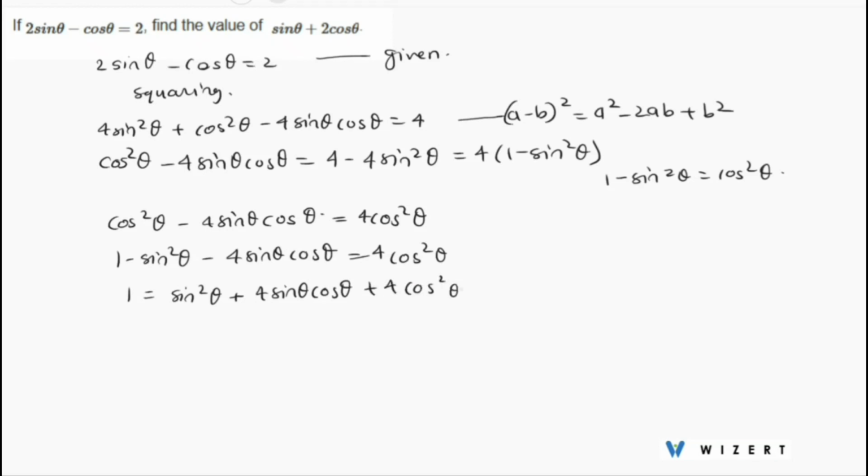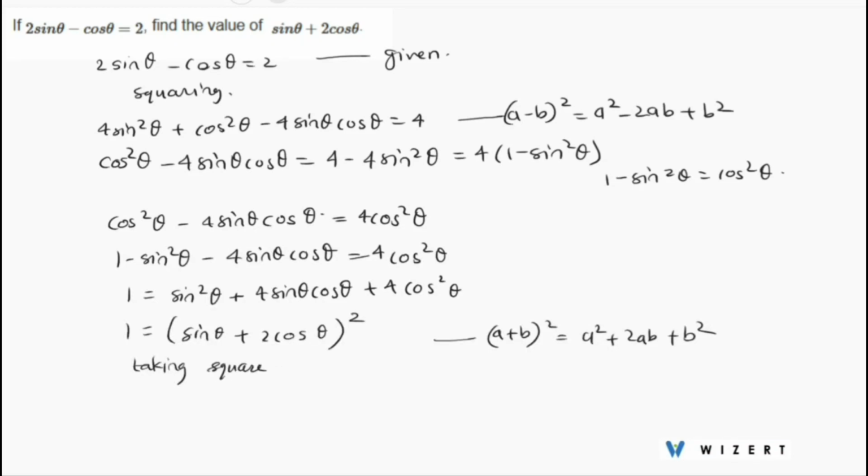cos square theta. Now if we observe the right side, we can replace this using an identity, (sine theta plus 2 cos theta) whole square, using (a plus b) whole square equals a square plus 2ab plus b square, and taking square root we get sine theta plus 2 cos theta equals plus minus 1. So this is the answer.